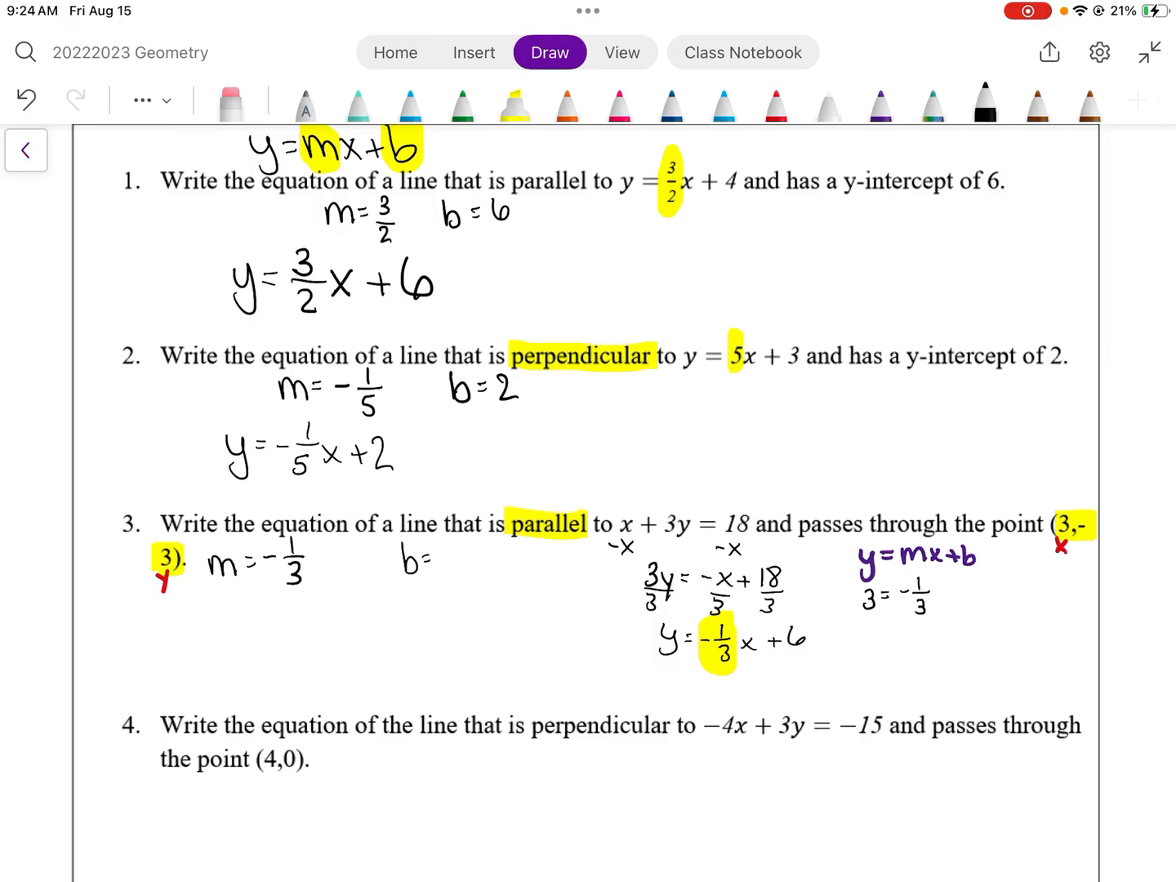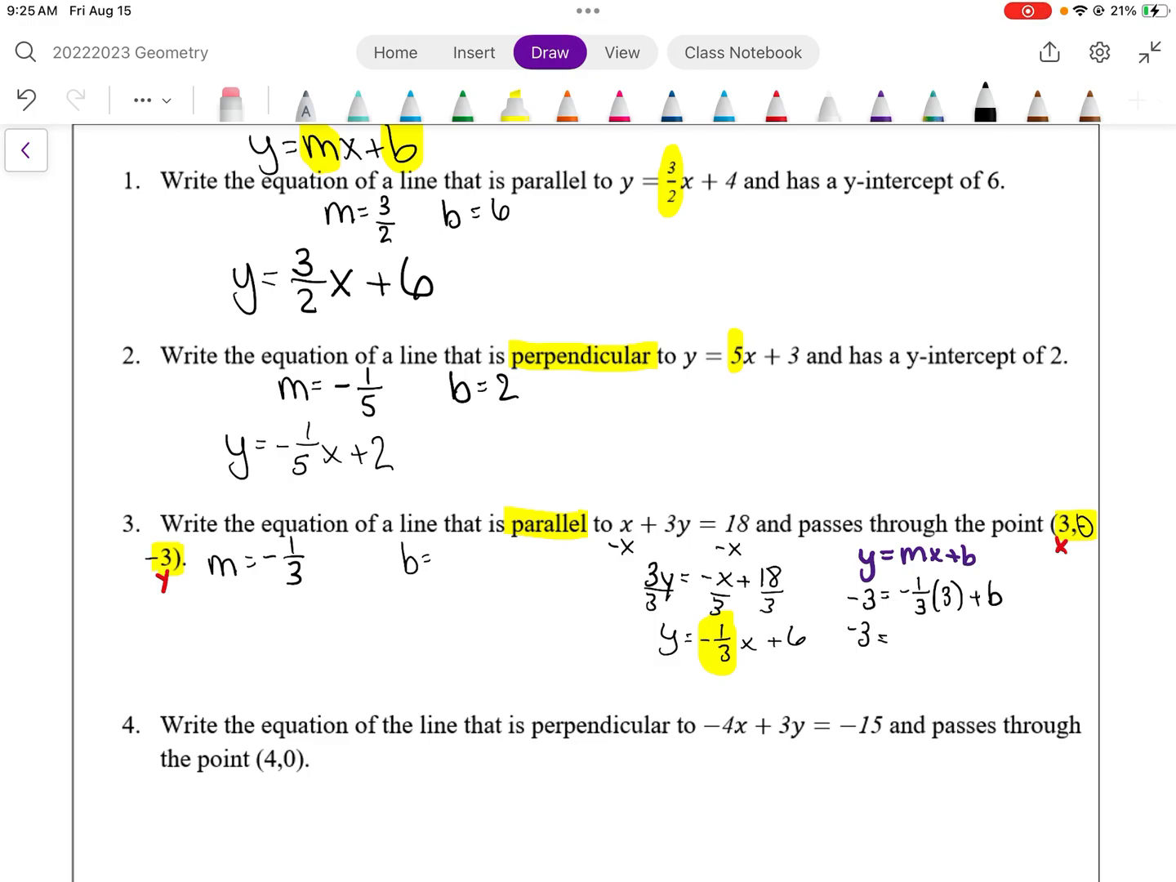M, we said we want our m to be something specific. M is going to be negative 1/3. Our x also comes from our point. That's negative 3. You know, I missed the negative there. Notice how that kind of cut off. That's a negative 3. So let's fix that real quick. Okay, our x is positive 3.